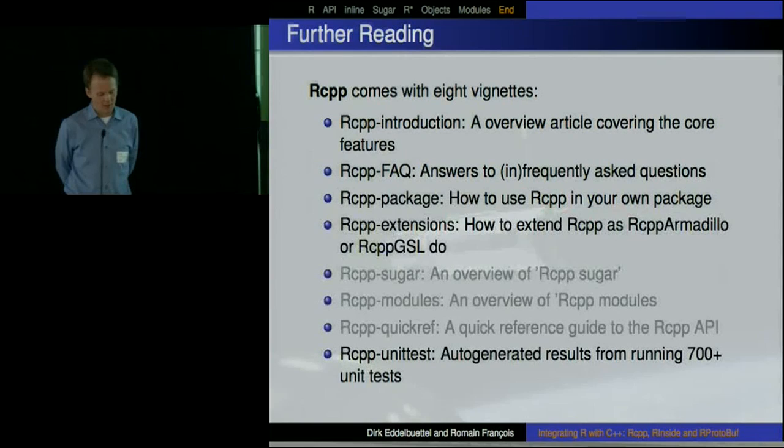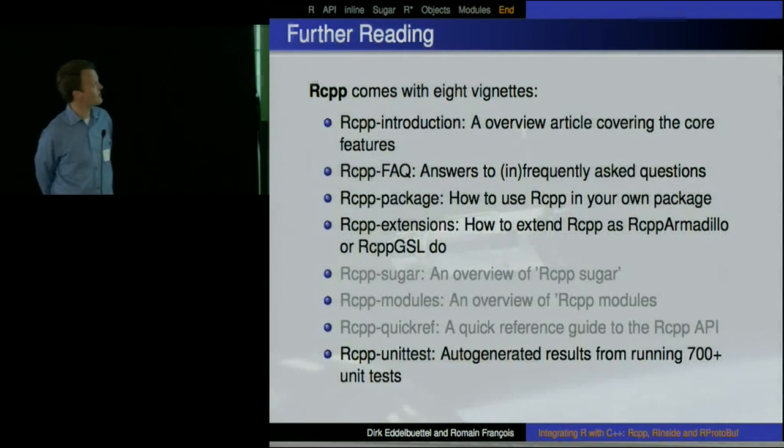A bit of further reading in case this sort of whetted your appetite. The package, as I mentioned, has 8 vignettes. The first one is an introduction that's reasonably full-featured, now revised and resubmitted and hopefully forthcoming. It's self-contained and current thanks to the review process. We also have an FAQ document for a couple of things that have come up on the mailing list. We tell you how to use it in your own package, as I just did.